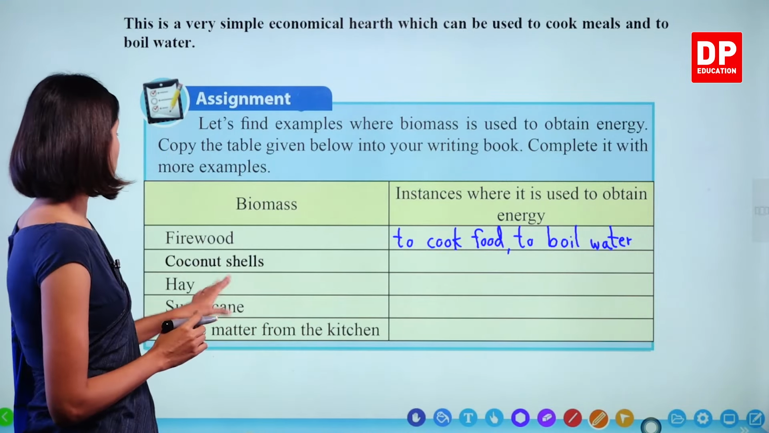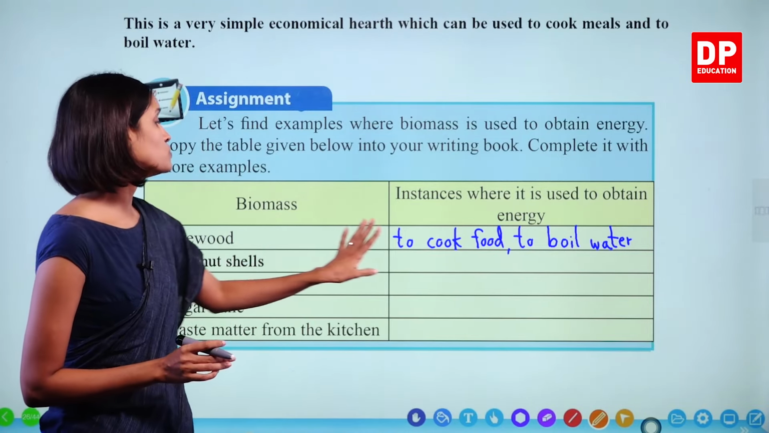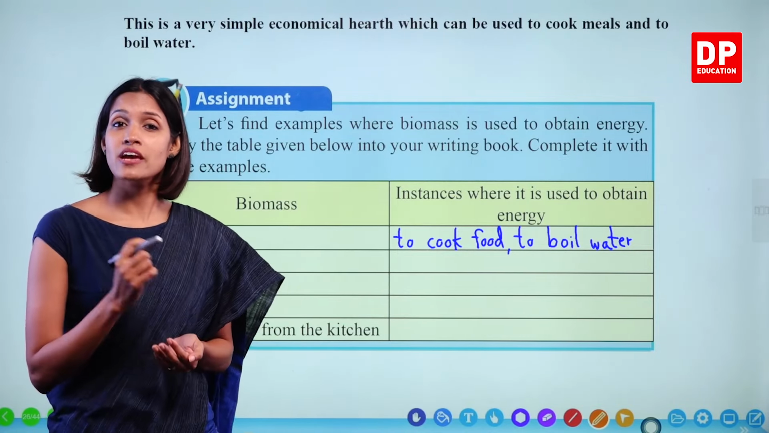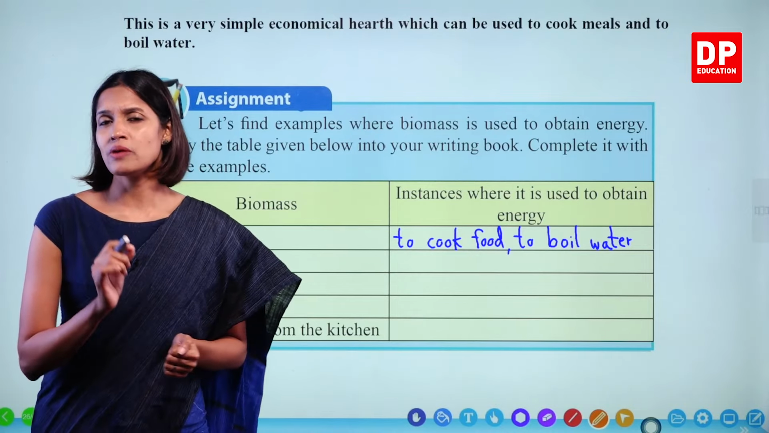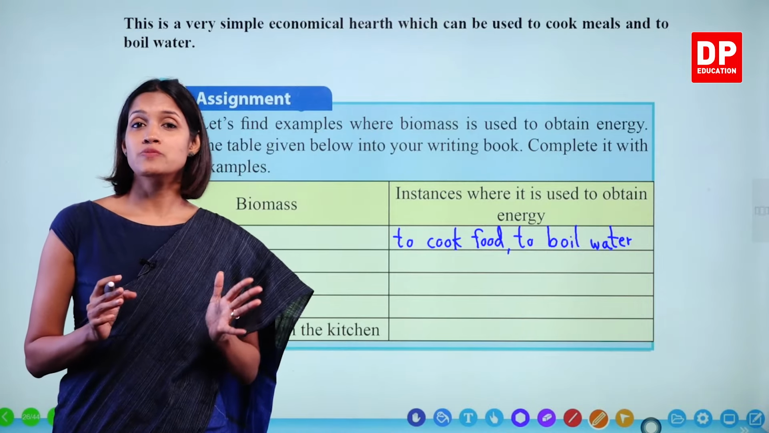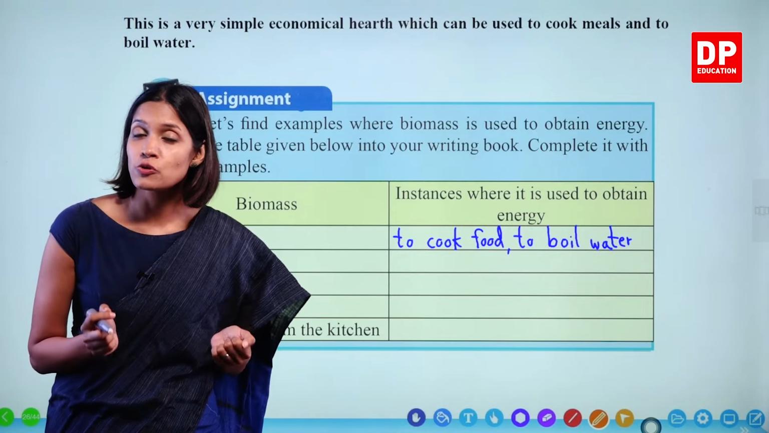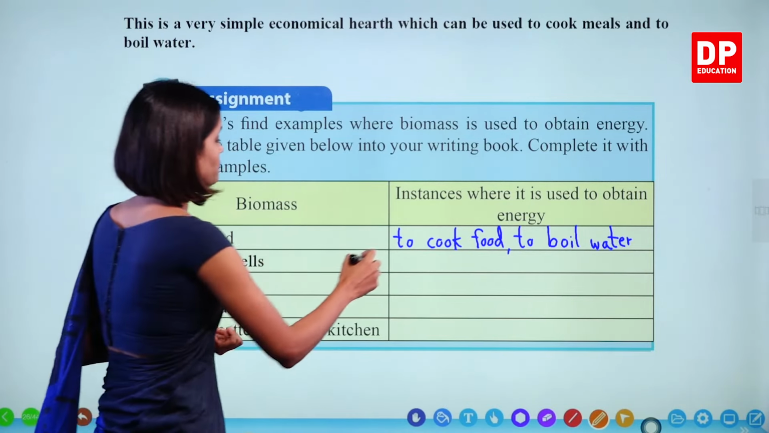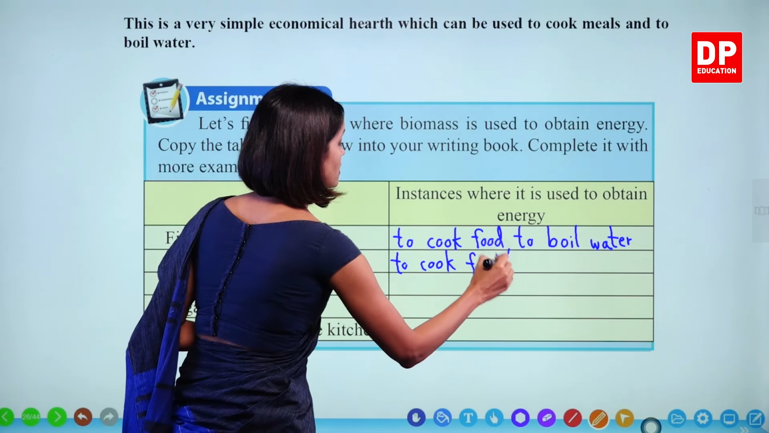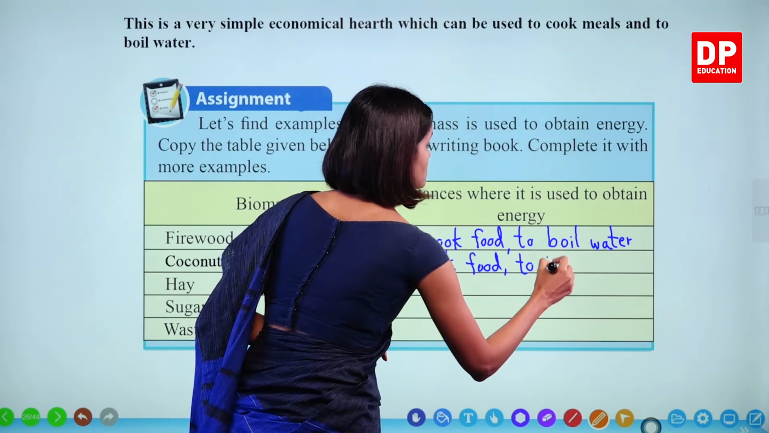Okay? And the next one, coconut shells. What are the instances we use coconut shells, children? Coconut shells now you can use to cook food. I told you coconut shells can be burnt and heat can be produced. That can be used to cook food. What else? Do you remember I mentioned you that there are some areas without electricity. They use special types of iron that they use coconut shells as fuel. Okay, so to iron clothes also another example. Let's write to cook food, to iron clothes.